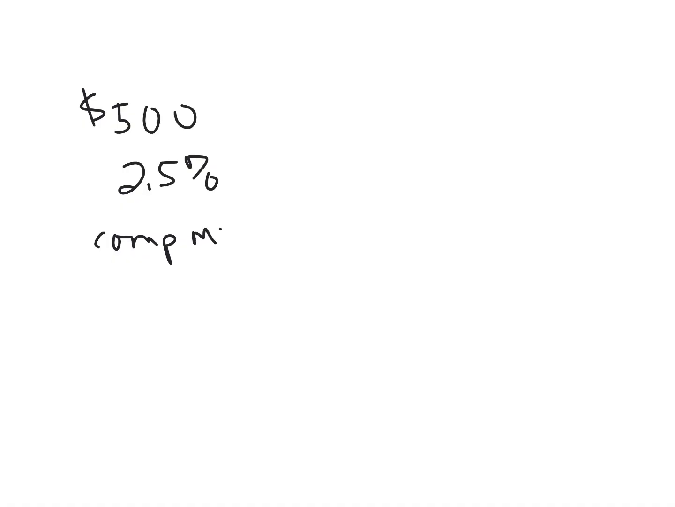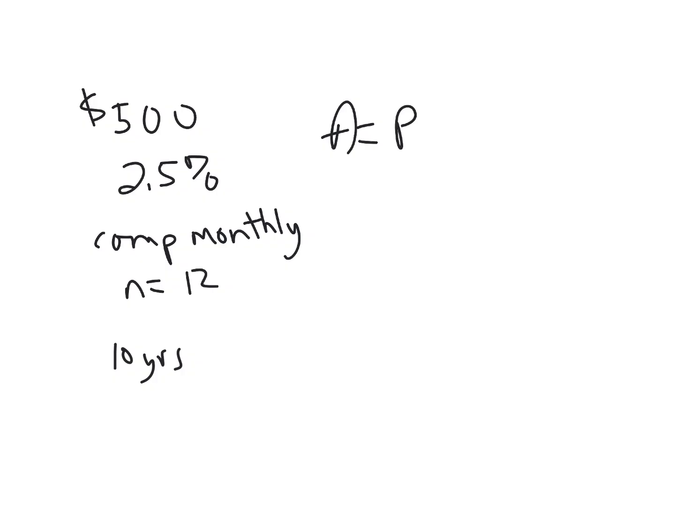All right, so let's say I've got $500, and we're earning 2.5%, and it's compounded monthly. So n is going to be 12. And let's say I want it in 10 years. I'm going to leave it in there for 10 years. So again, our formula is amount equals the principal times 1 plus the rate over n, to the n times t.